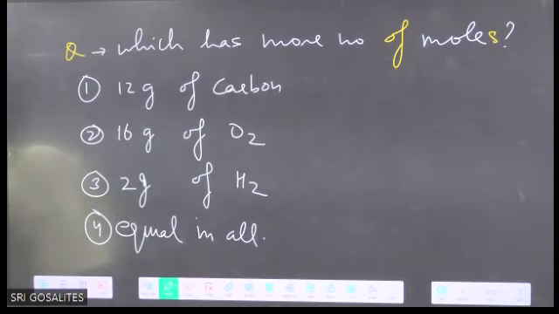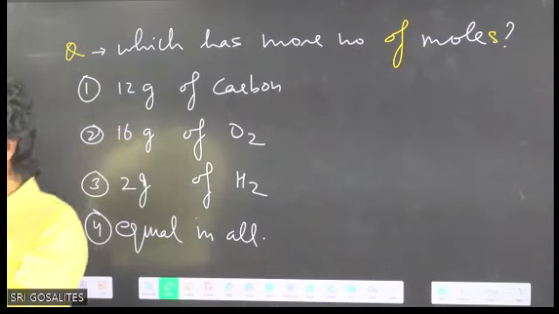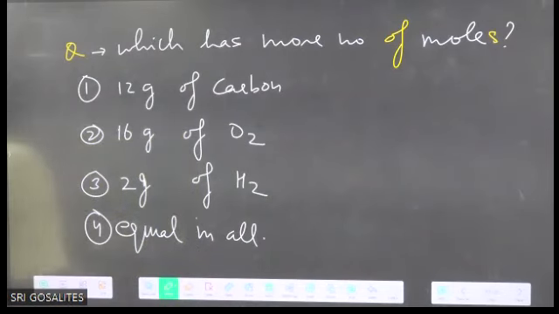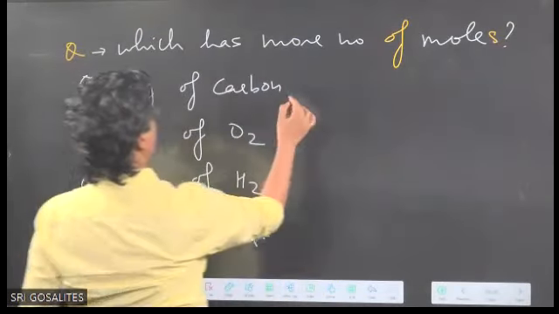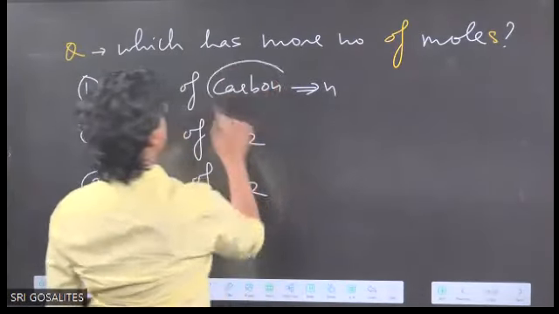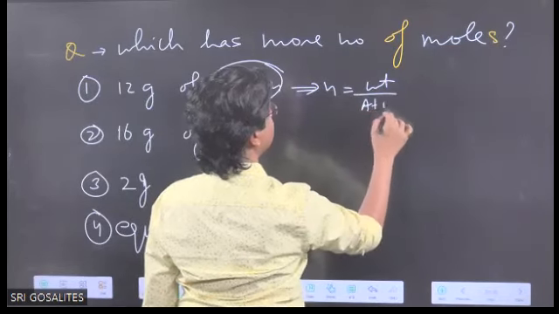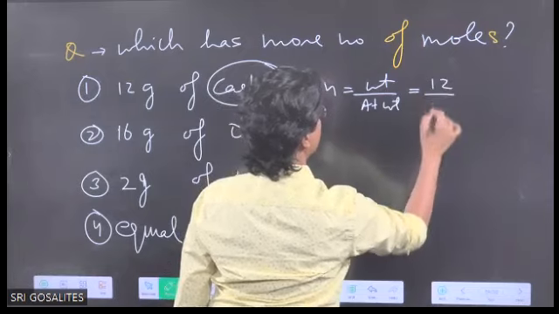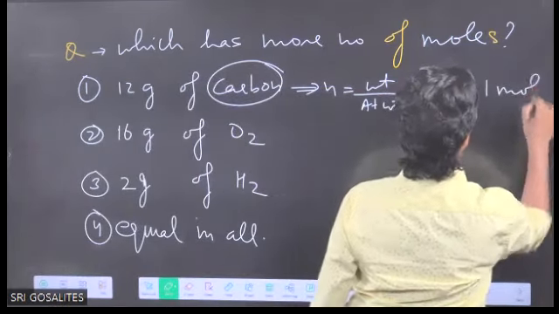Simple question, very simple question. Okay, so 12 gram of carbon, how many moles are there? Carbon is an atom, right? So number of moles will be weight upon atomic weight. Weight is 12, atomic weight is also 12. That is 1 mole. Very good. No problem with that.